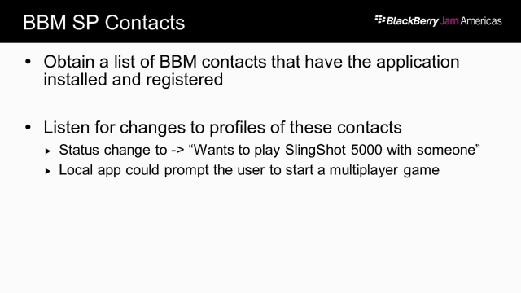So we can also work with the contacts. You can get a list of contacts from BBM that have the application installed. So if you want to use that for some context-sensitive items, you can. So for example, if I'm playing an application, I might change my status to, I'm playing this game. If it's a multiplayer game, you might have the application listening for changes for that status item. So if my contacts are also playing that game, I might get prompted to say, hey, Bob, Joe, and Fred are also playing this game. Do you want to kick off a multiplayer session?